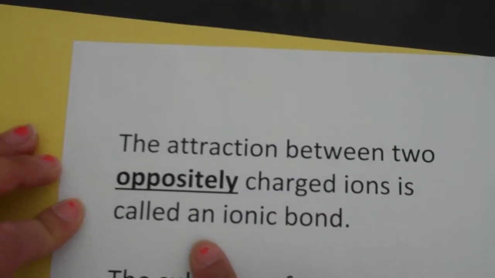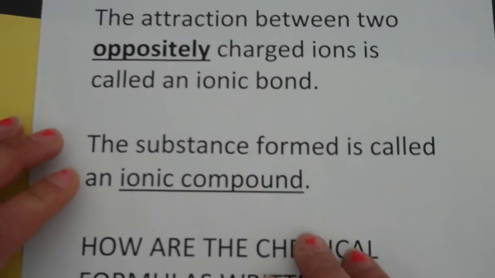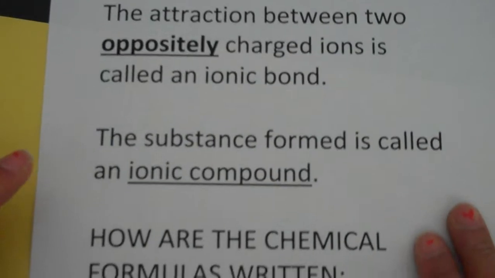The attraction between two oppositely charged ions is called an ionic bond. The substance formed is called an ionic compound. Okay, so when they're bonded together, now it's a compound, when there's two or more atoms bonded together.